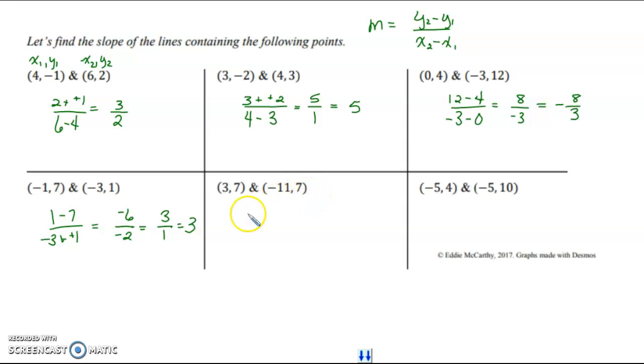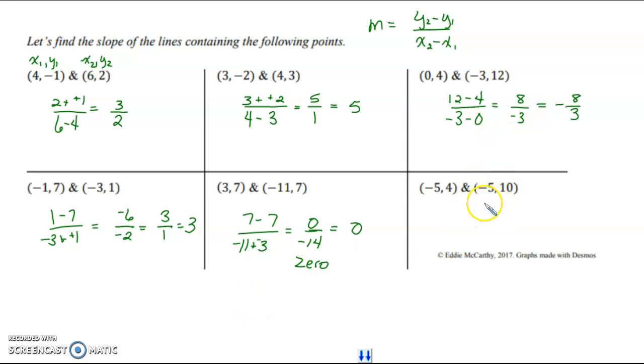This one here I have 7 minus 7 over negative 11 minus 3. 7 minus 7 is 0. Negative 11 minus 3, same as adding a negative 3, so it's going to be a negative 14. I have a 0 on top, which means it's 0, so it has a 0 slope.